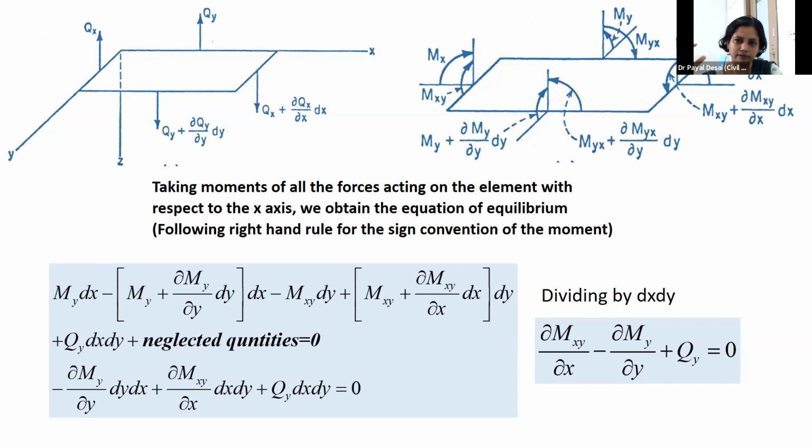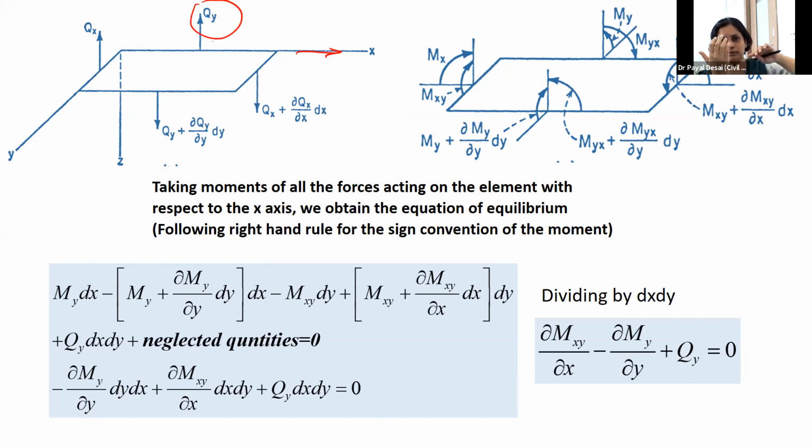You may see the mid surface, and twisting moment also will contribute here. The moment due to the shear forces will also contribute here, and the moment due to the Mx and My. So if I am taking the moment about the x axis, I need to see which are the forces which will produce a moment about the x axis. So you may see in this diagram that Qy is the one which will produce a moment about the x axis, and I follow the right hand rule.